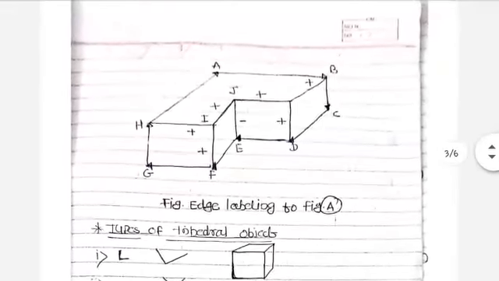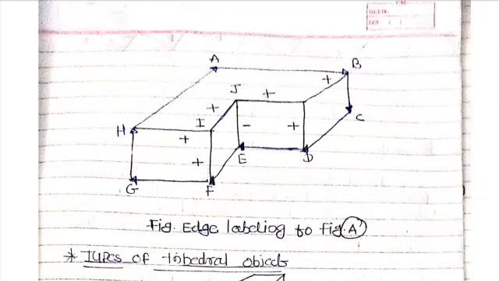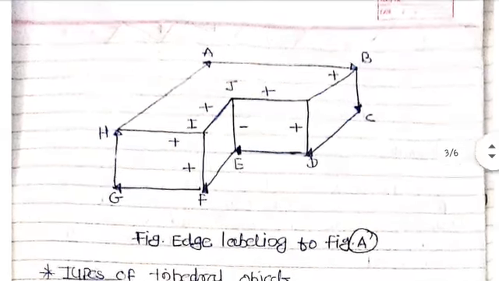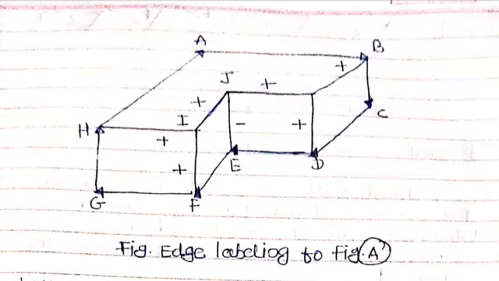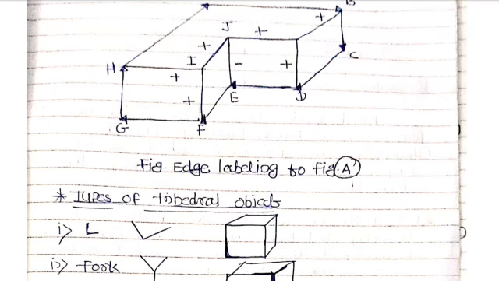Next, for the figure's edge labeling, the arrowhead describes the obscuring edge, and the concave edge can be shown with the help of the minus symbol. We can see over here, for the junction J to E we see minus, and for the junction J to B it is shown with the help of a convex edge. Thus in this way we draw the edge labeling.